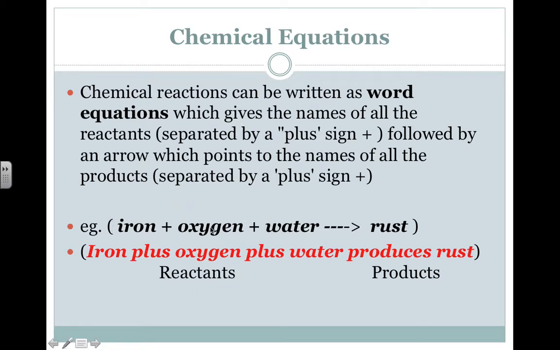This is going to give the names of all the reactants right here. They're separated by a plus sign, notice, each of these, followed by an arrow. So it's not an equal sign because they don't equal each other. This is telling us that this is producing rust. This points to the names of all the products.